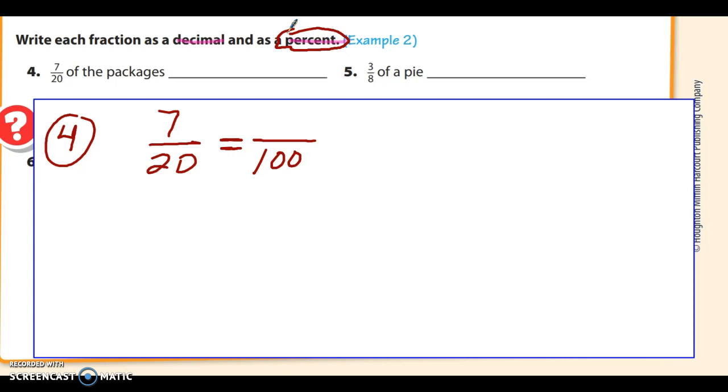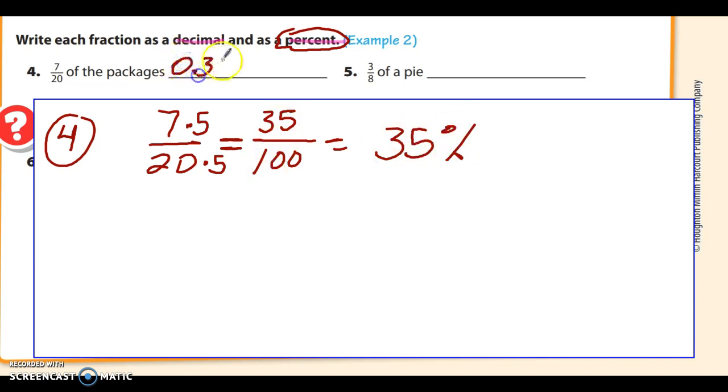And then I go back to my math skill and I ask myself, how does 20 become 100? Well, I multiply by 5. And if you multiply this term also by 5, you get 35. So I'm going to get 35%. That's my second answer. My first answer is 35 out of 100 is, I'm going to write it up here. It's a 35 in the hundredths place, and it's 35%.